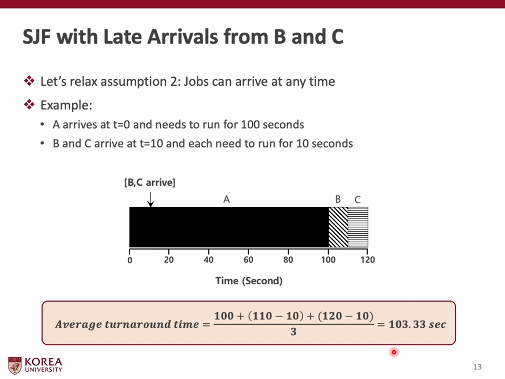Then, as a result, the average turnaround time is 103.33 seconds. So, even though B and C are short jobs, SJF didn't help them here because it didn't consider their late arrival. While SJF works well when all jobs are present from the beginning, it performs poorly when new shorter jobs arrive after a long one has already started.